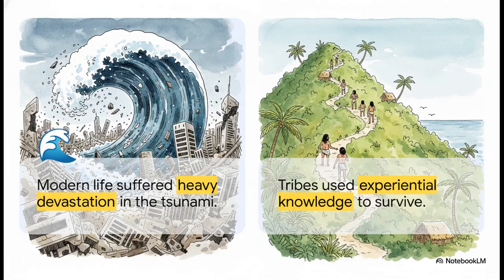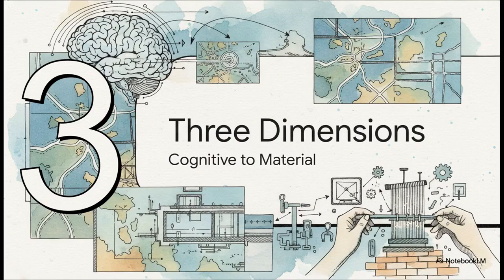This brilliantly illustrates that no culture is universally superior to another. They can really only be judged as adequately or inadequately adapted to cope with the specific strains of their own natural environment. Which brings us to section 3, three dimensions of culture: the cognitive, normative, and material.